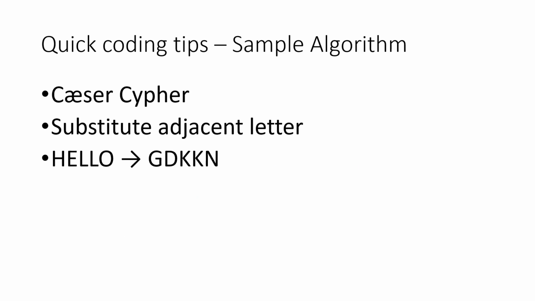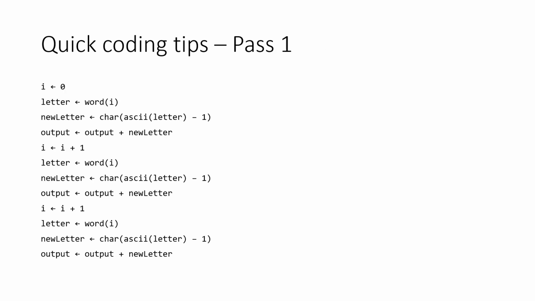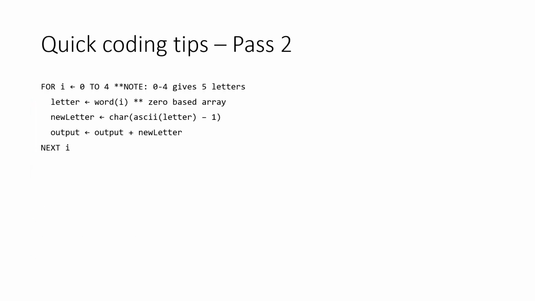I want to go through some coding tips. The sample I'll use is a Caesar cipher, which encodes a word by changing each letter to the one before it, thus. Here's my first pass. There's too much repetition, and that indicates that a loop is needed. With a loop in place, you'll notice that it only does a 5-letter word. We may get longer words, so let's generalize it.